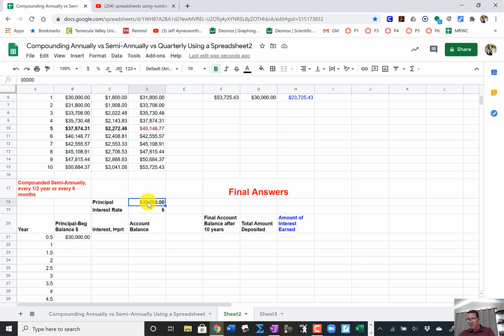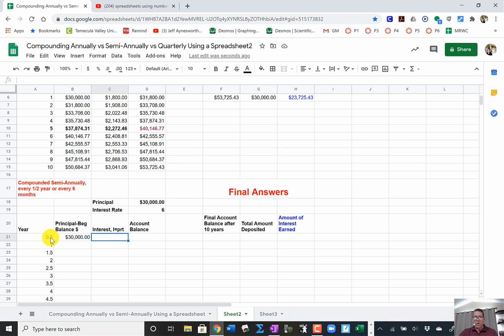So as I change it, let's say I change it to 20,000, just kind of playing here, it dynamically changes. So you don't enter in numbers, you enter in formulas. Let's change that back to 30,000. That was just to show you what I was talking about. Now we want to input the interest formula. How much interest are we getting after half a year?